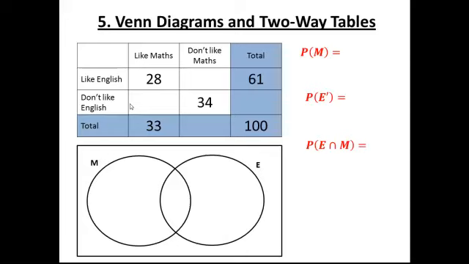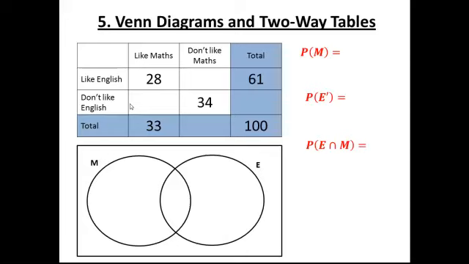In this video, we're going to take a look at Venn diagrams and two-way tables and how we can calculate probabilities using these two things. So in this first example, we've got a survey of students who either like maths or don't like maths, or they like English or they don't like English. So they've been asked whether or not they like English and maths, okay?